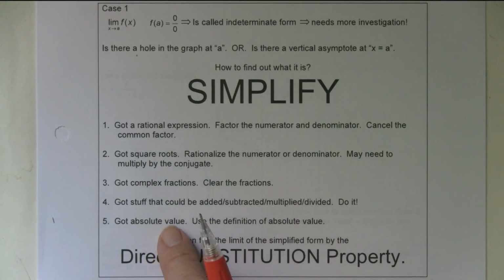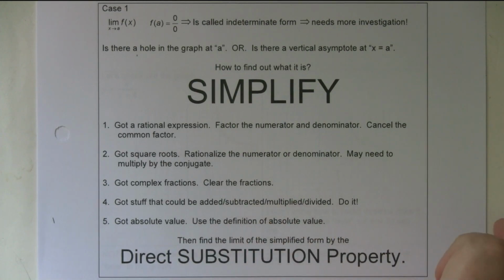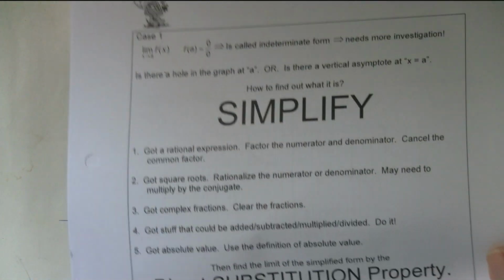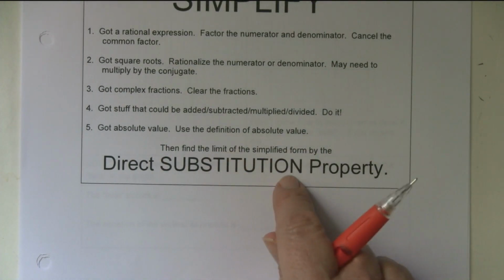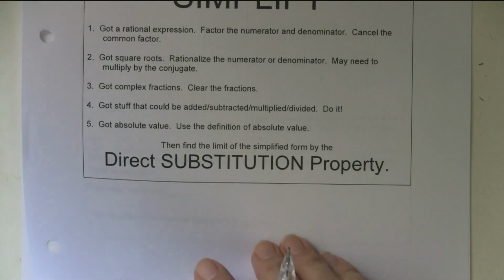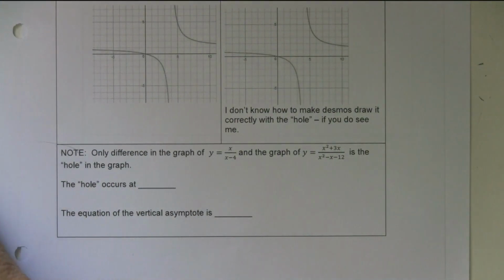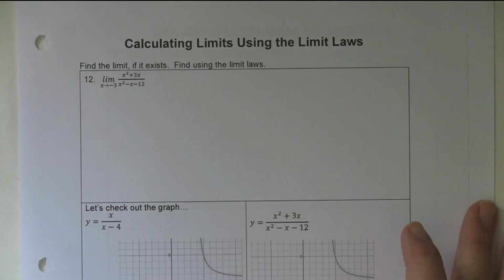If you got absolute value, you might need to use the definition of absolute value. And then once you've simplified, then it may be that you can use direct substitution. And so you might be able to find the limit using direct substitution. So that's what we're going to give a try to. So we're going to try these using the limit laws again.